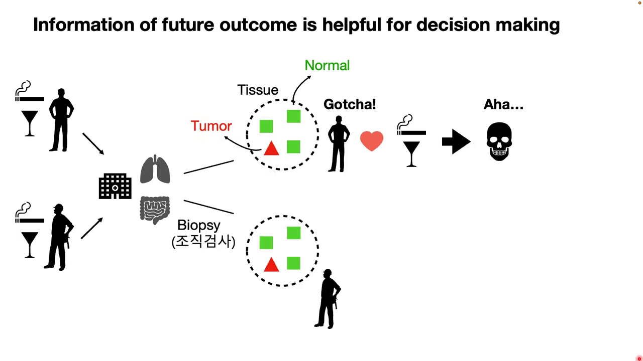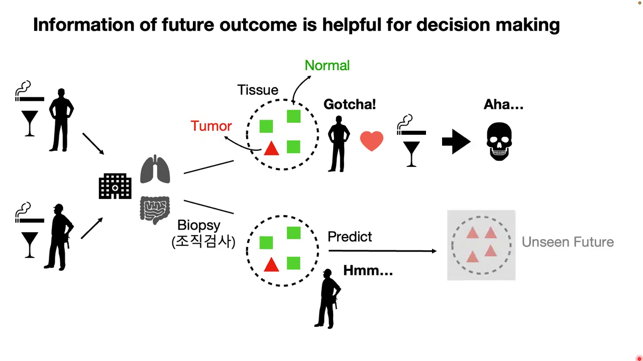And there is one more guy. He also had the same result, but he was kind of suspicious. So he tried to predict his future, which is unseen in this form. And because he predicted this future is very bad, he quit drinking and smoking.